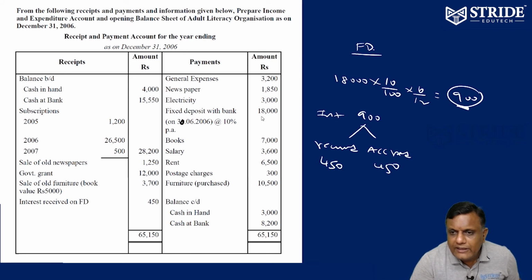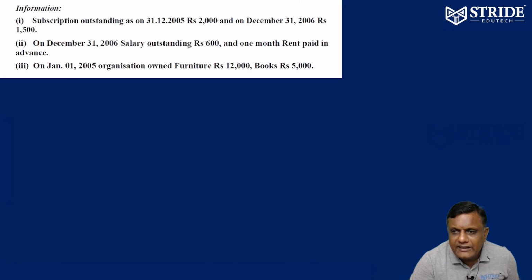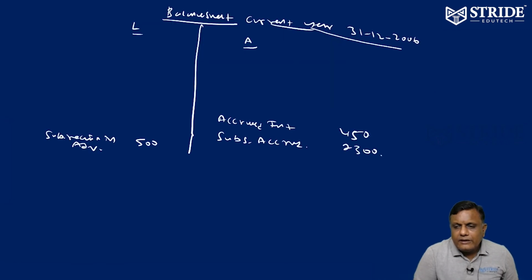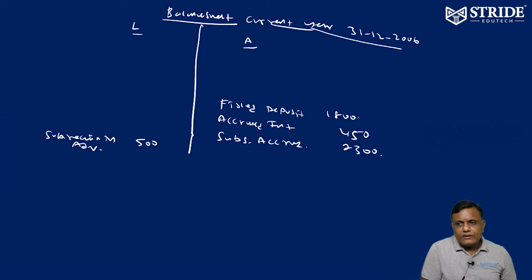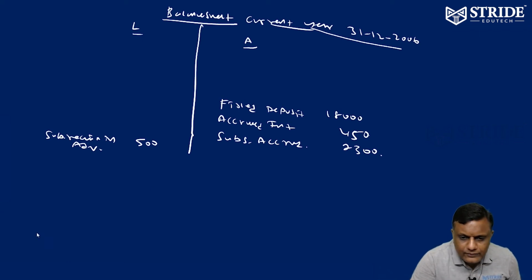FD how much? 18,000. This 18,000 also we can post on the asset side. FD asset side 18,000. So fixed deposit also we can post here itself. Fixed deposit how much more? 18,000, we can post on the asset side.